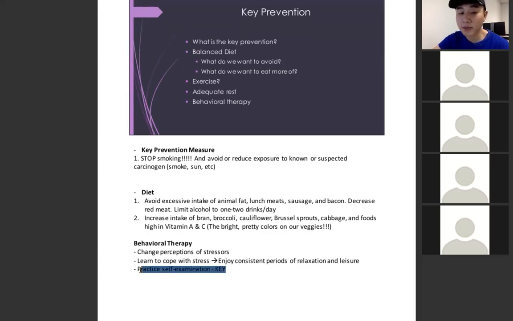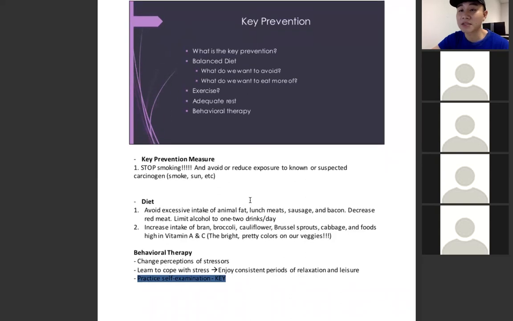This is a very important piece. Please remember that practicing self-examination is one of the key preventions of cancer. For example, in males, we do testicular examination, and in females, we do breast examination. But to be honest, even males can have breast cancer as well. So just check your body monthly, on the same day every month, to make sure there are no abnormal lumps or abnormalities that you find in your body. And then get adequate rest and exercise.